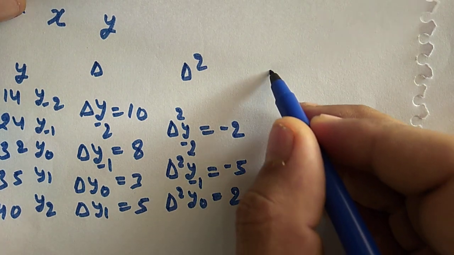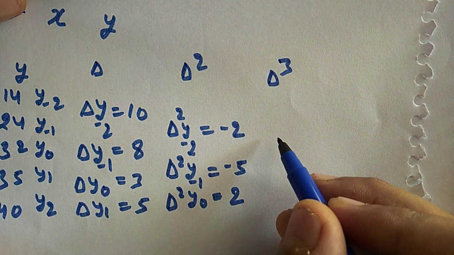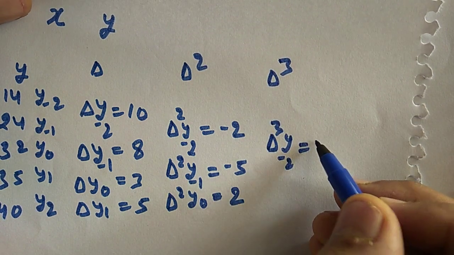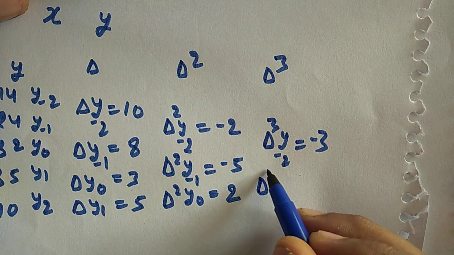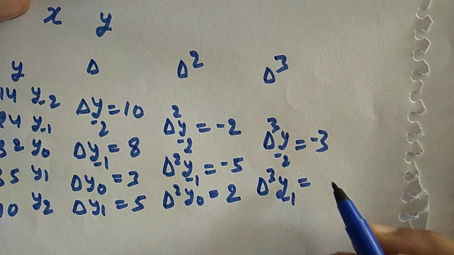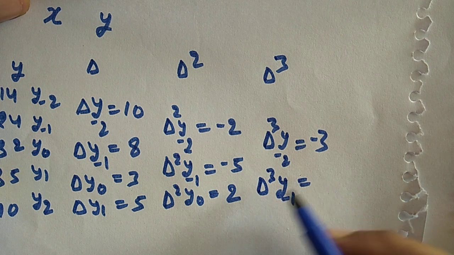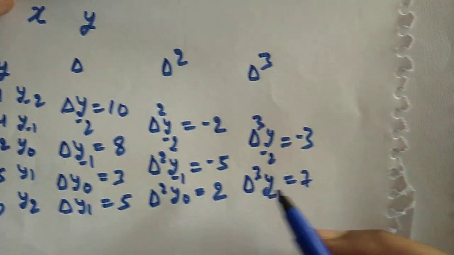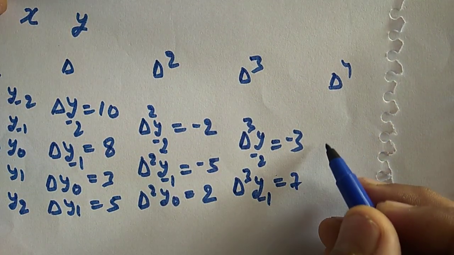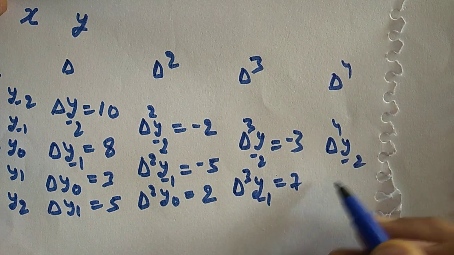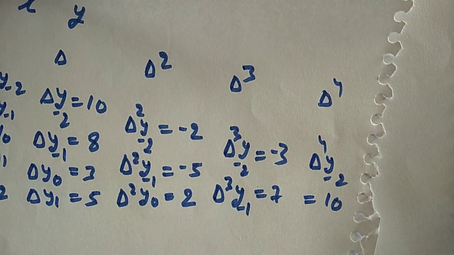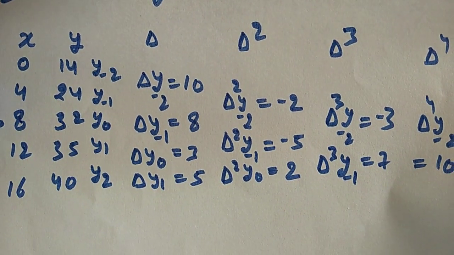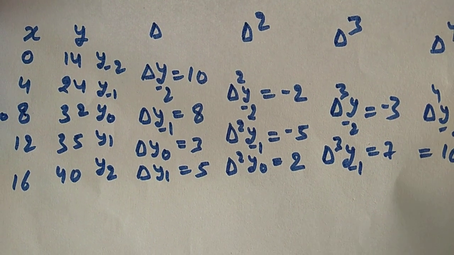Now delta cube. So delta cube y minus 2 equal to minus 3, and delta cube y minus 1 equal to 2 minus (minus 5), 7, and the last, delta power 4 y minus 2, equal to 10. So this is the central difference table for the given problem.